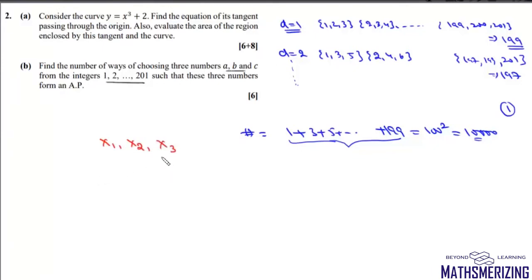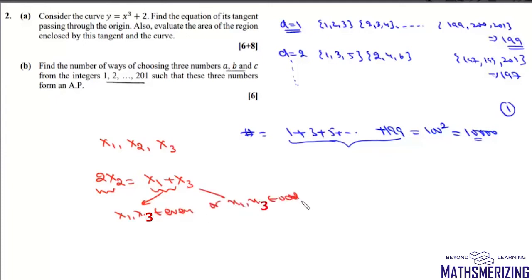Now if x1, x2, x3 are in AP, then we can write 2x2 equal to x1 plus x3. Now this left hand side is an even number, so this right hand side must also be an even number. So either we can choose these two numbers both as even, or we can choose both odd numbers, and the resulting number is already decided.